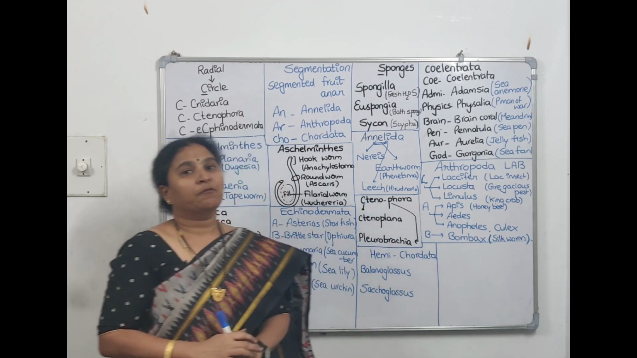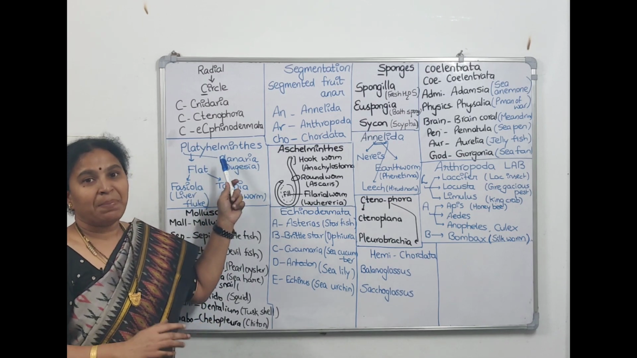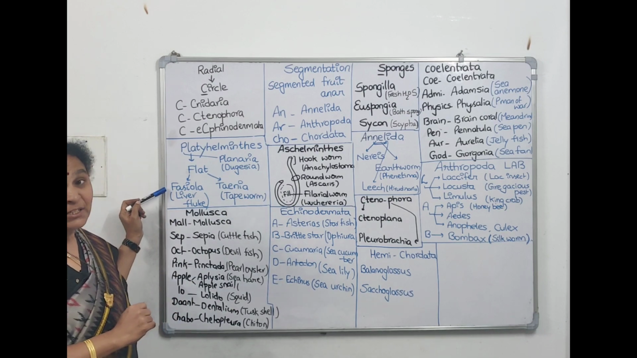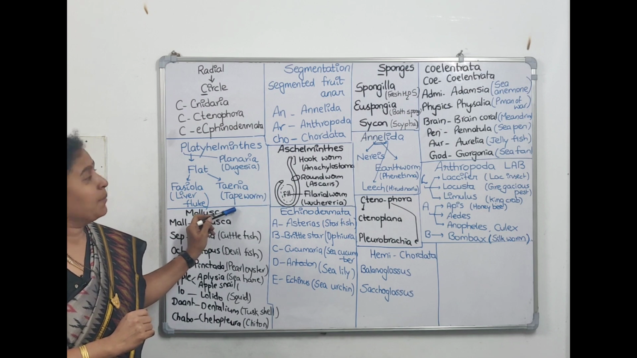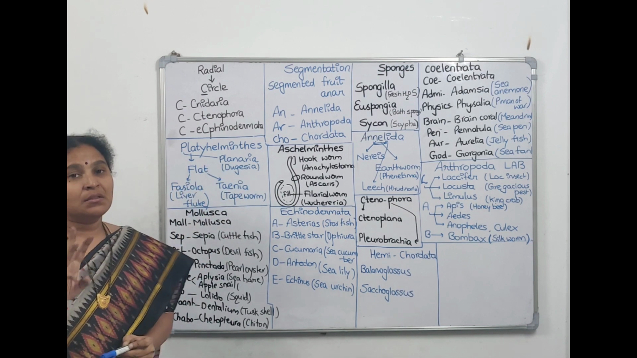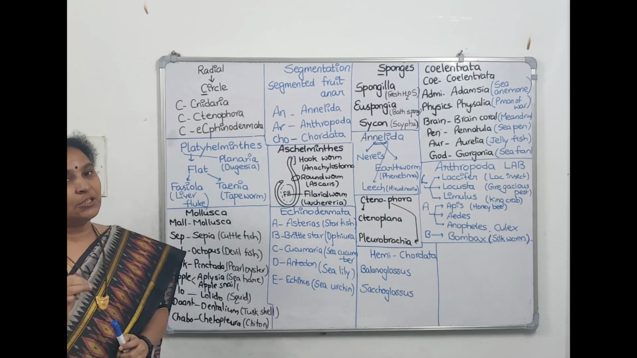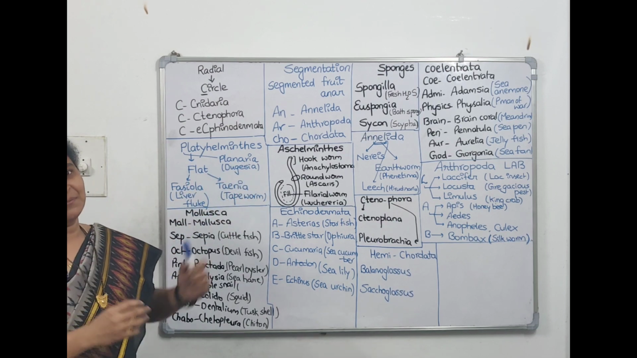Now the next phylum, the fourth phylum, is Platyhelminthes. See, plat means flat. So flat, F stands for Fasciola, which is called liver fluke. T stands for Taenia, which is called tapeworm. Platy, P for Planaria, which is also called Dugesia. The three examples of Platyhelminthes are: flat means F for Fasciola, T means Taenia, and Platy for Planaria.